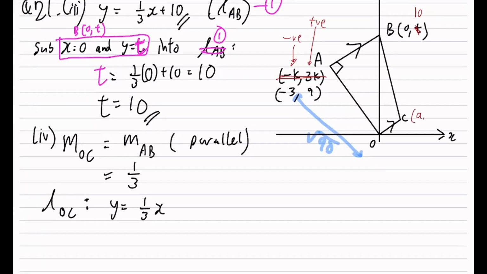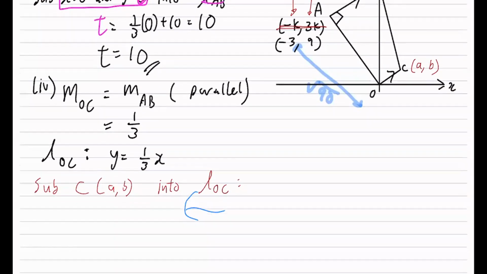Point C, call it (a, b). Point C lies on the line OC. So what can we do now? Sub C (a, b) into the equation, exactly, because it lies on the line OC. So what do you get?